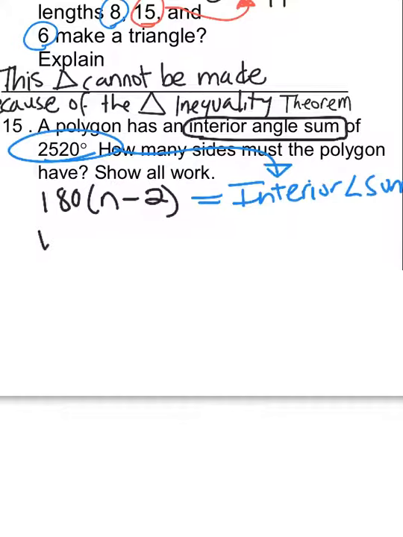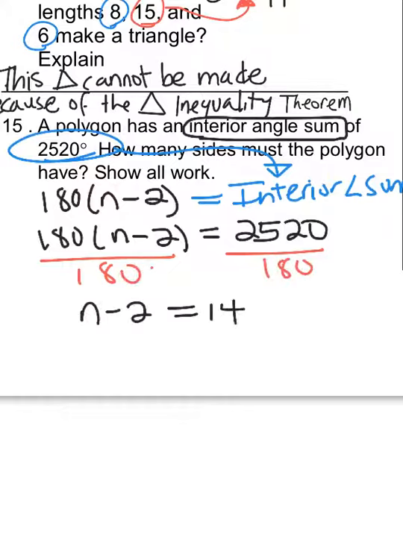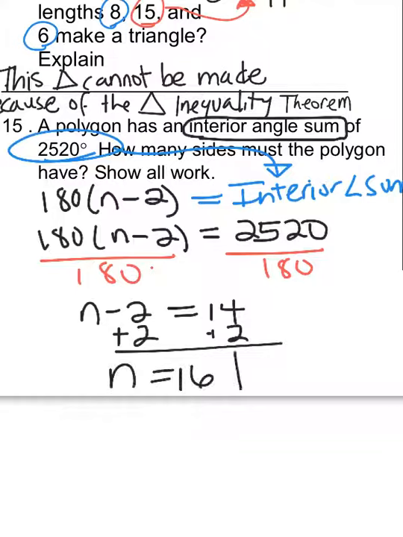So I'll end up with 180 times n minus 2 equals 2520, and that's an equation I need to solve in order to find what n is. To solve that, I'm going to divide both sides by 180. So I end up with n minus 2 equals 14. Now all I have to do is add 2, and I know that my polygon is going to have 16 sides. So the answer is 16 sides.